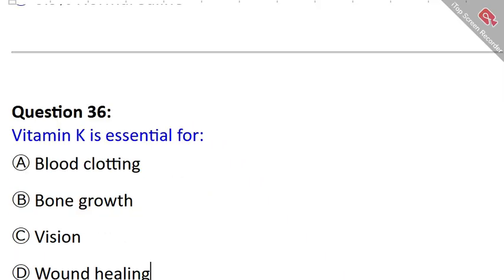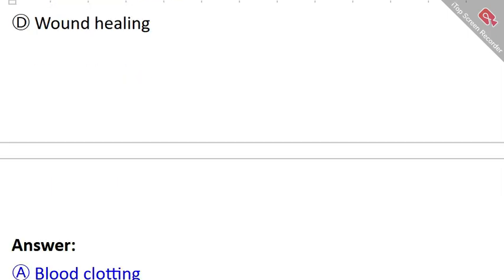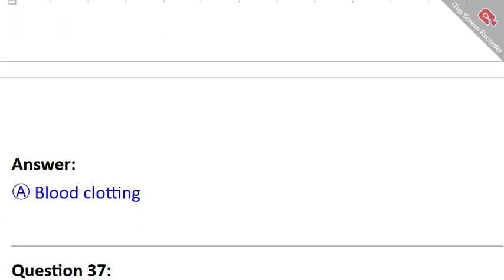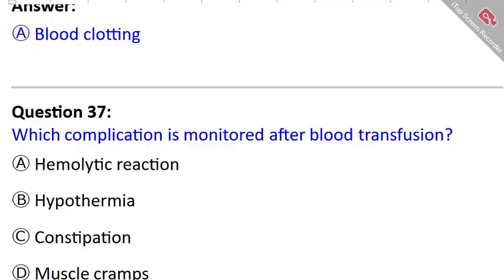Which is vitamin K essential for? Read the four options, which is the best choice. Pause the video for 3 to 5 seconds. In this scenario, the correct answer is blood clotting. Vitamin K is essential for blood clotting. Let's move to question number 37.